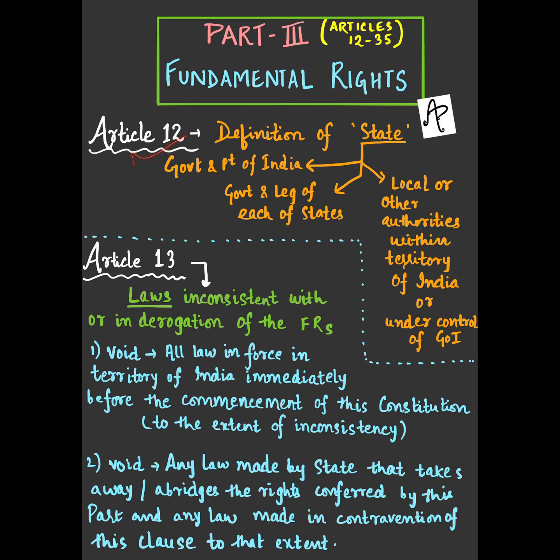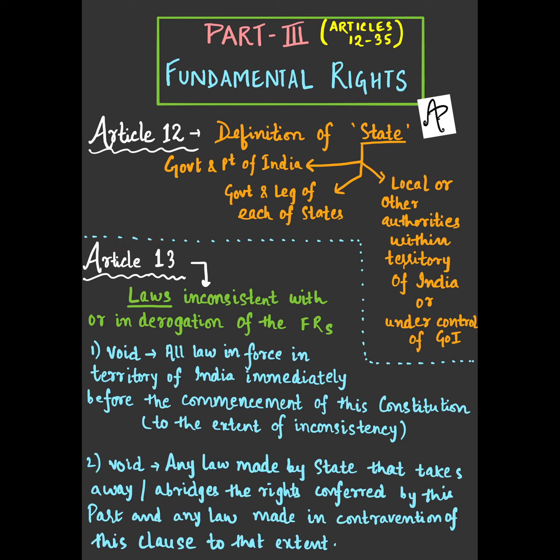Now Article 12 talks about definition. Now the definition of what? It is talking about the definition of state, and this says that unless the context otherwise specifies, the state for this part means fundamental rights. So the word state would include the government and Parliament of India, the government and legislature of each of the states, and all local or other authorities within the territory of India, or under the control of the government of India. Okay, so this was the definition of state.